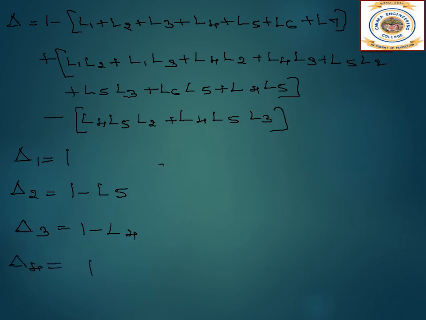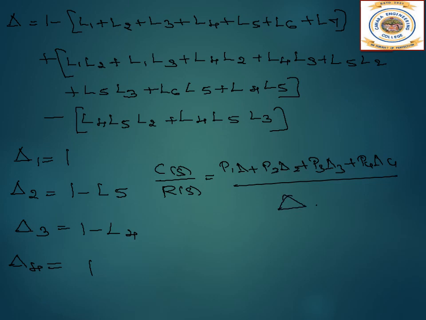So here finally what you have to do, C of S, R of S, we have to substitute all the values of P1 delta 1 plus P2 delta 2 plus P3 delta 3 plus P4 delta 4 divided by delta. This delta value you have substituted L1, L2, all these values which you have already written, that you have to substitute to get the final answer. So you are going to get a very huge answer over here.